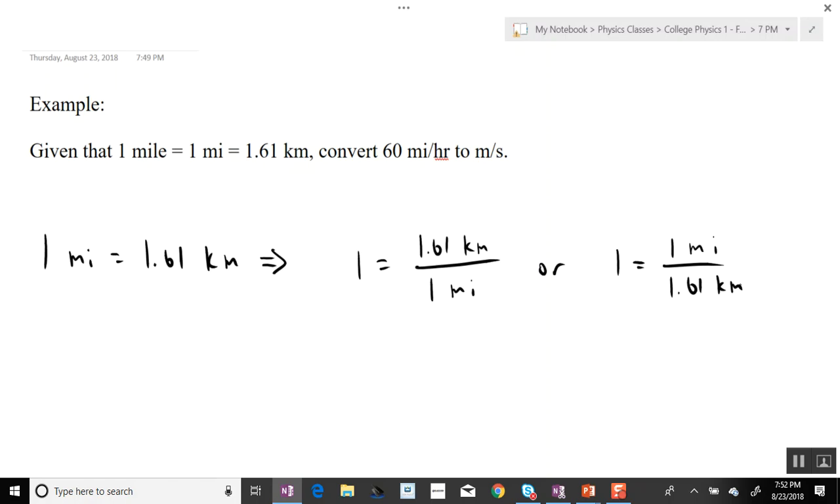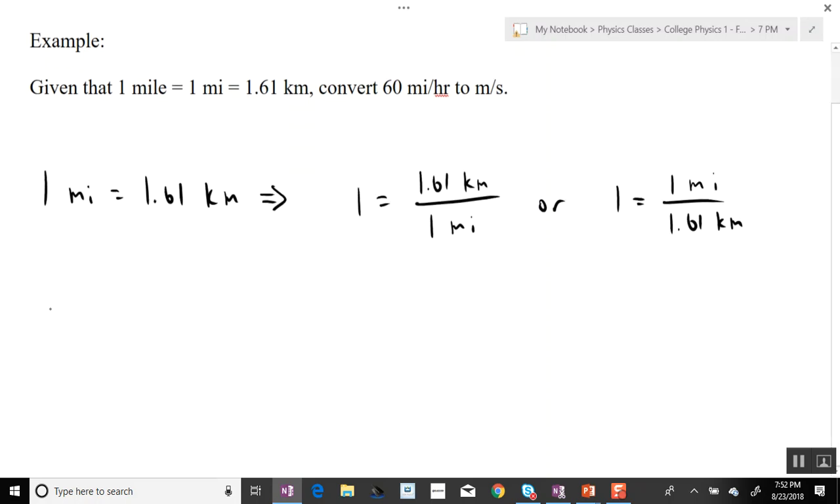Divided by 1.61 kilometers, right? That's another way to write the number 1, correct? So that's one relationship between two of the units that we need to figure out. But we also need to convert kilometers to meters, right? Because in the end we want meters, we don't want kilometers. So what is 1 kilometer in terms of a meter?